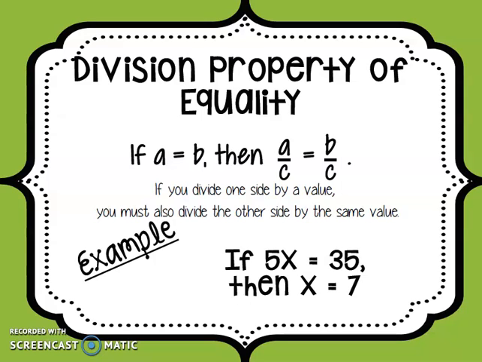And the last one of the properties of equality is the division one. Whatever you do to one side, you do to the other. In the example at the bottom, 5x equals 35. Divide both sides by 5. That's the division property of equality.